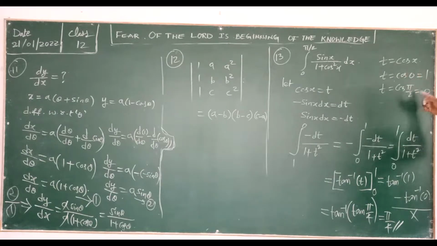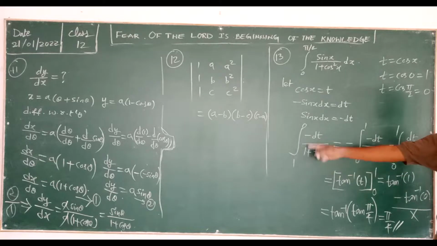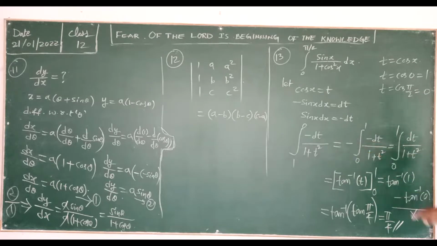So first we converted into the t form. Cos 0 substituted, I got 1; pi upon 2 substituted, I got 0. So it is 1 to 0. To change that to 0 to 1, we kept the minus symbol, and minus into minus is plus. So 0 to 1 dt upon 1 plus t square, which is nothing but tan inverse t. Then substitute the values 0 and 1 here, and you get at last tan inverse tan of pi upon 4, then at last pi upon 4. That is about your problem number 13.